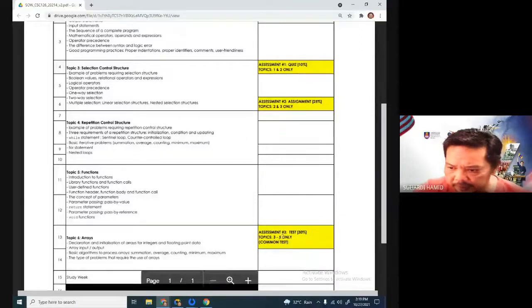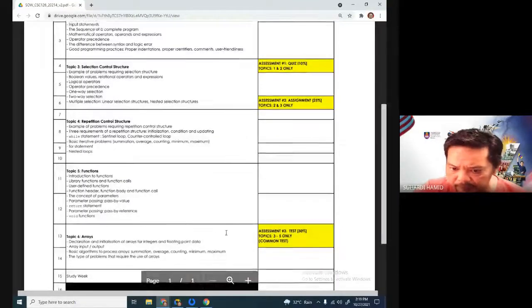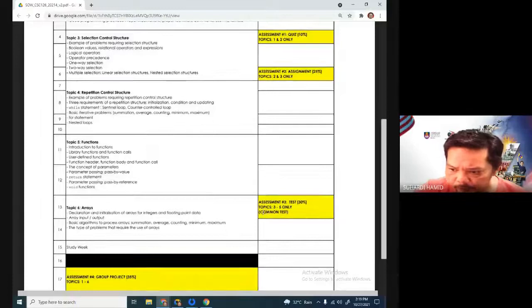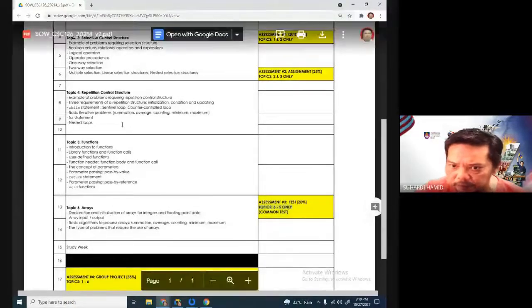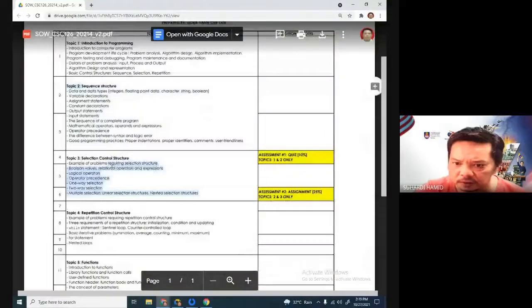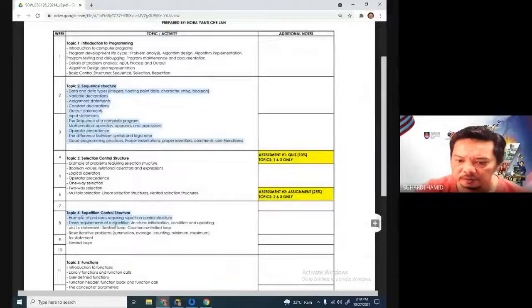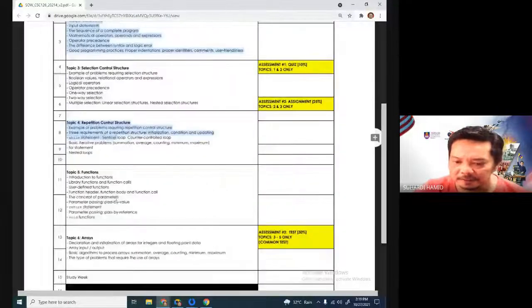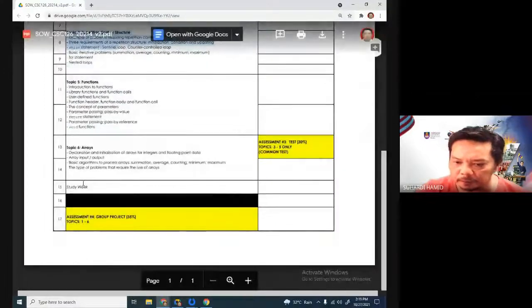All right. Test is scheduled on week number 13, which is going to be a common test covering only chapter 3 through chapter 5. So from sequence structure all the way to functions. So there are basically quite a lot to cover. Only that for the group project, you will have to include the arrays as well into your project.